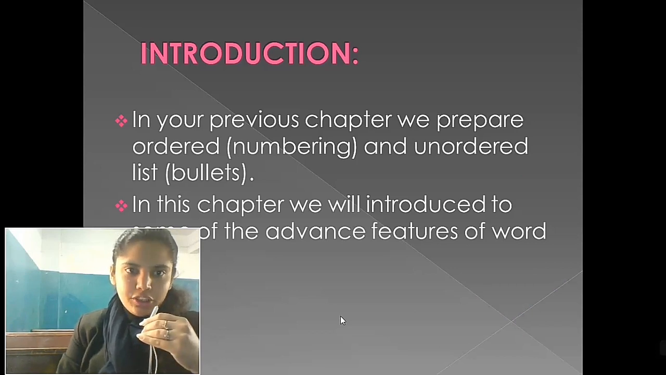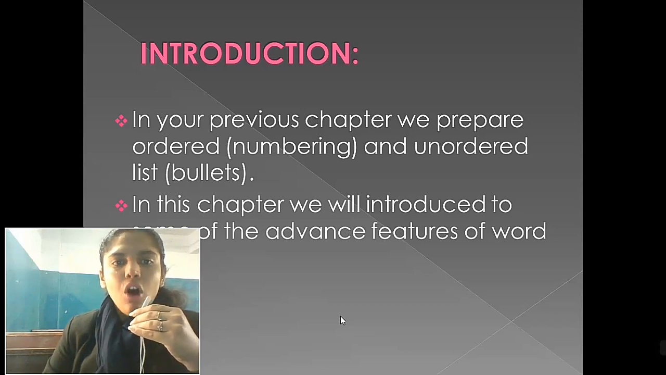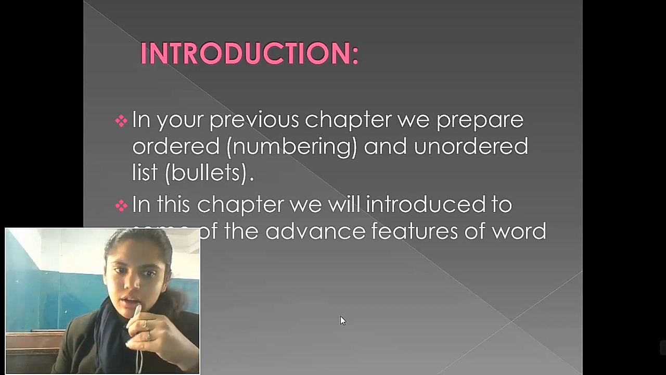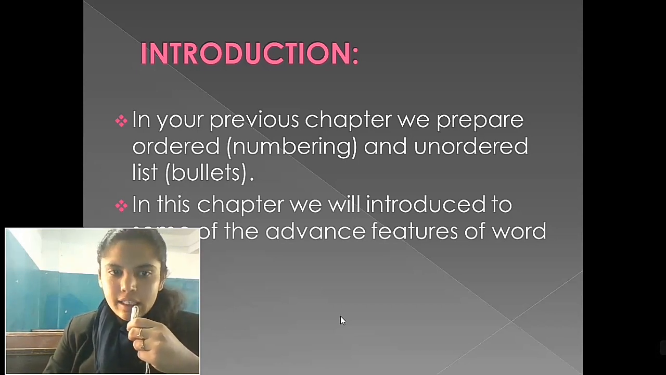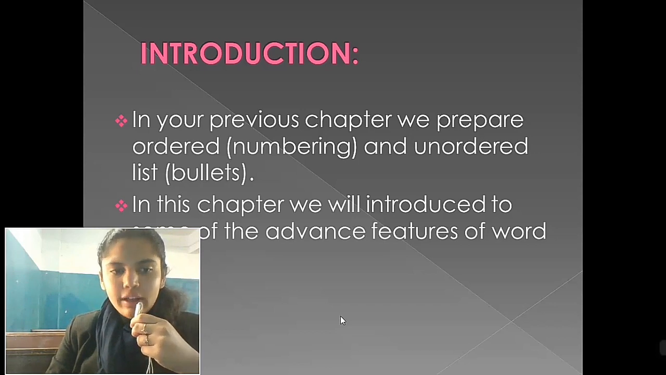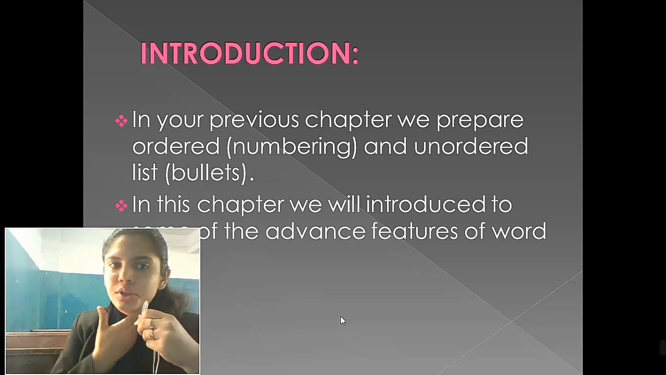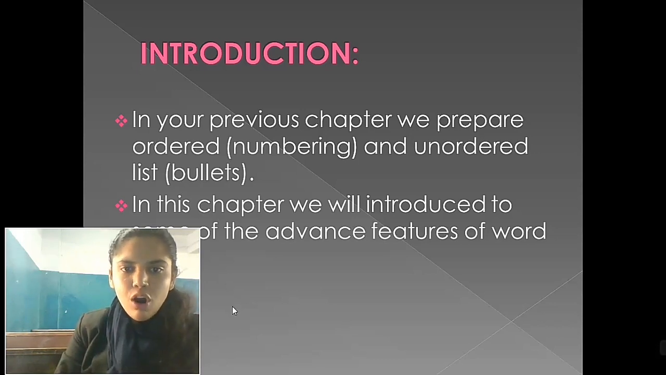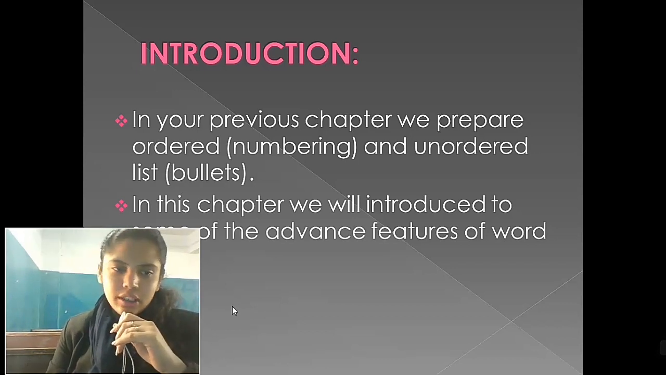Firstly, what is the introduction? In our previous chapter, we prepared ordered and unordered lists. I have taught you what the ordered list was. Ordered list means numbering list, 1, 2, 3 or small abc, capital ABC and all. And unordered list was the bullets, that is the arrows which we used to use. In this chapter, we'll introduce some of the advanced features of Word 2010.